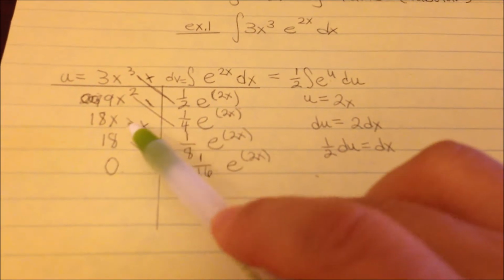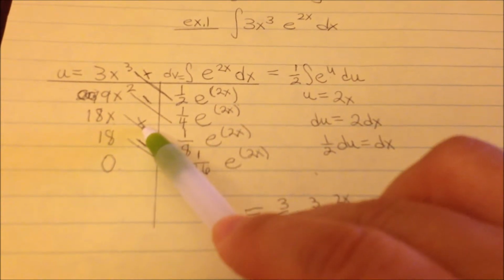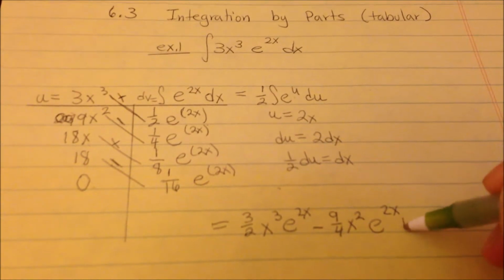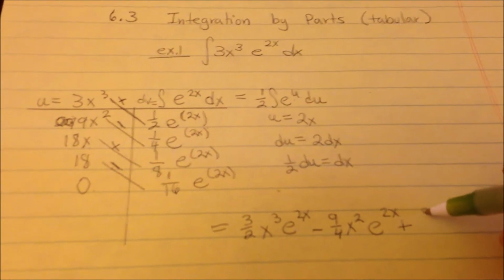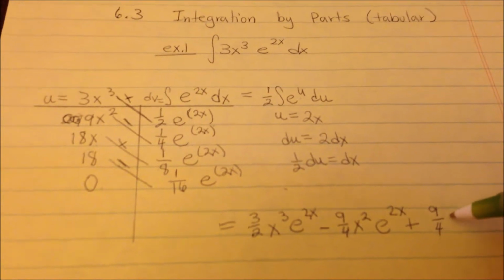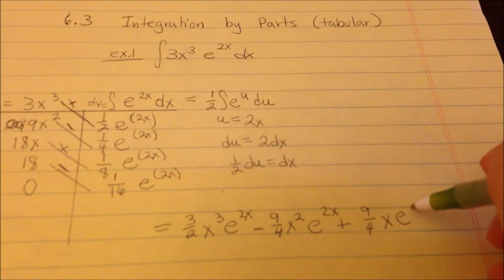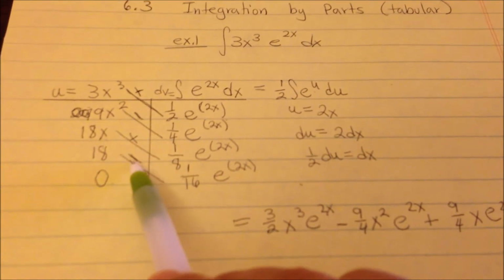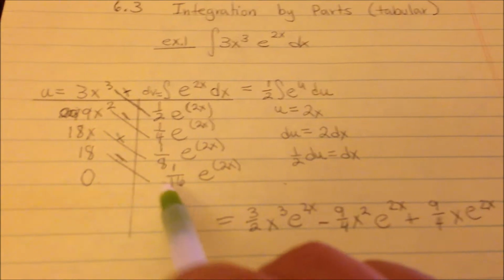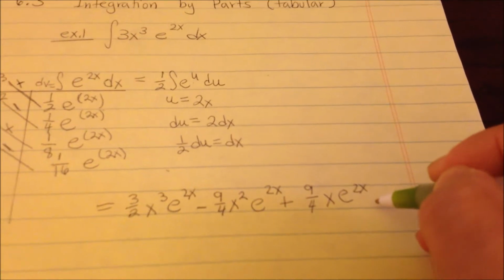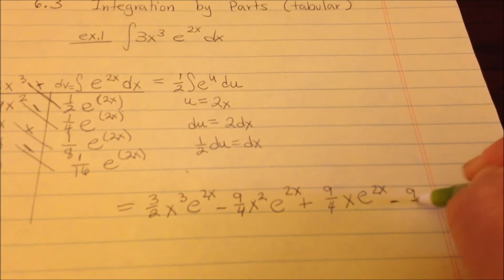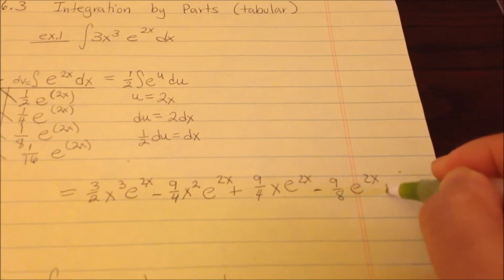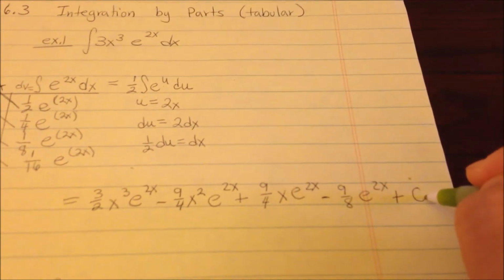Then I multiply across for this part. It's a plus though, so 18 over 8. I think we can reduce that, right? So we reduce it to 9 over 4 x e to the 2x, and then I multiply again for this part, and this is a negative, so that's going to be 18 over 16, which is 9 over 8, so that's minus 9 over 8 e to the 2x, okay? And I'm actually done with this problem, so I'm going to go ahead and put plus c.